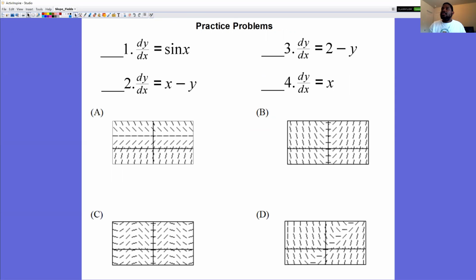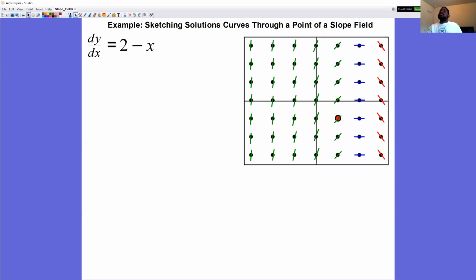So now we get to drawing a solution curve through a point of a slope field. So we have dy/dx equals 2 minus x. We have the slopes already drawn for us, and here's the point. Our job is to draw a solution curve through the point. So here is one possible solution curve you can draw.